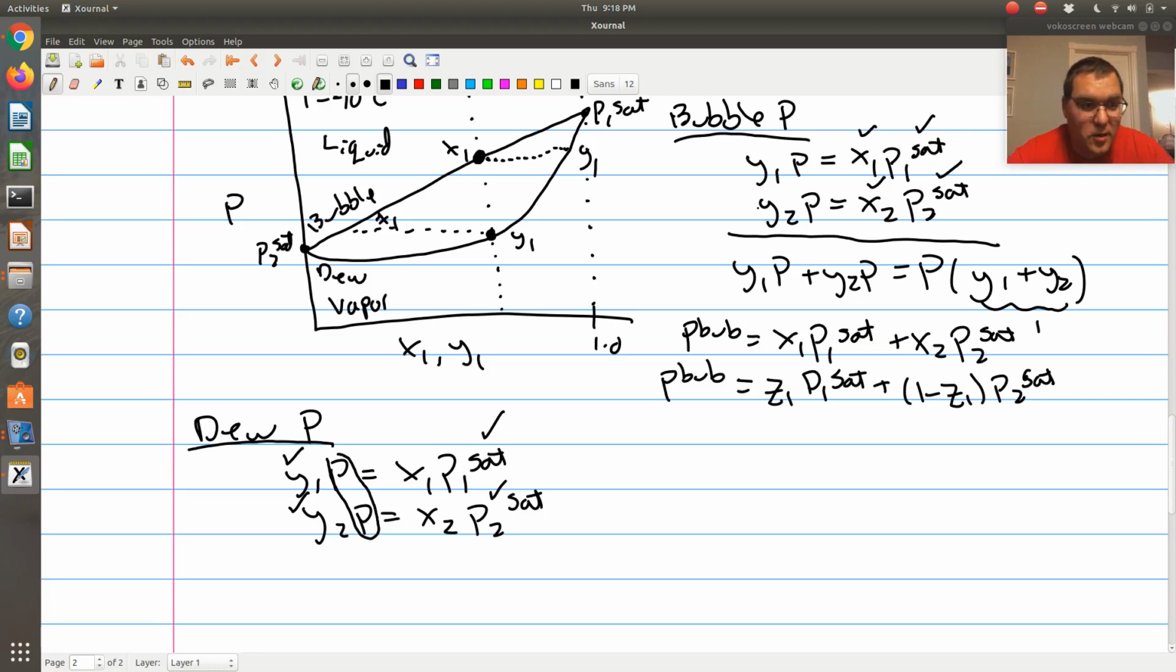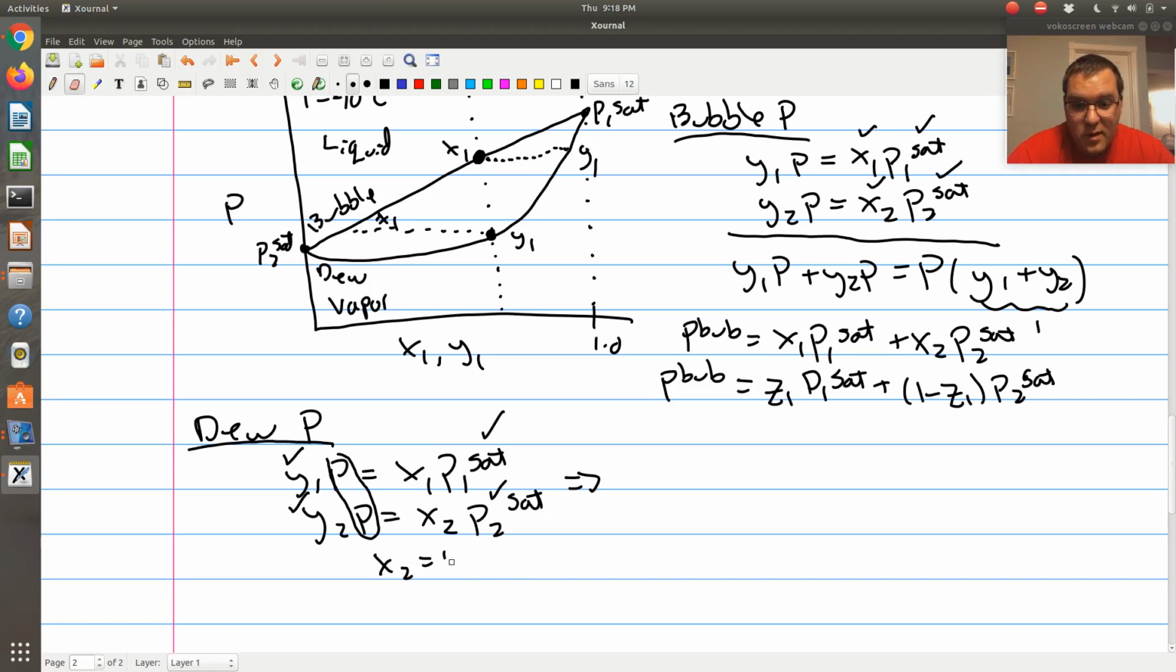In the same spirit of a bubble P calculation, I want to add the two equations together so that I kill x. But in order to do that, what I first need to do is rewrite the equations. Before I do this, I should take a pause. I know that x2 is equal to 1 minus x1. So here I have a system of three equations with three unknowns, x1, x2, and P. P1 sat and P2 sat are only functions of T if I were to plug in my Antoine equation. And I could just take those three equations and directly solve them for x1, x2, and P. I could do that.